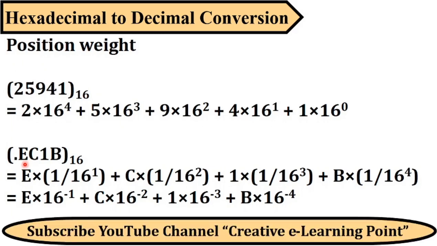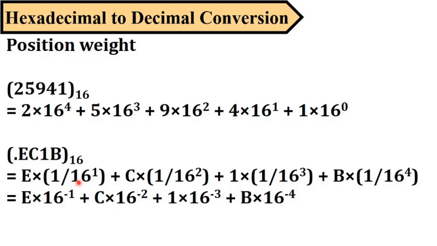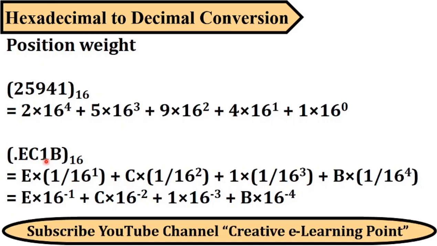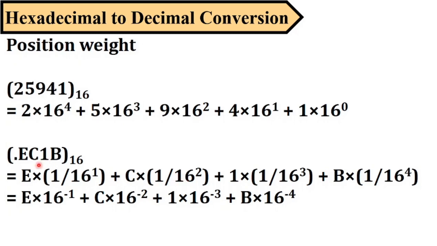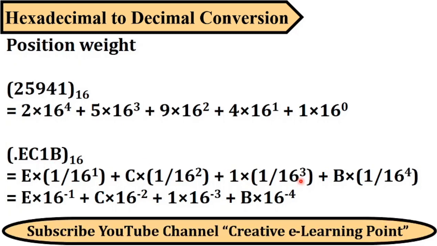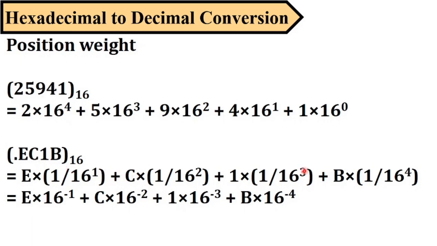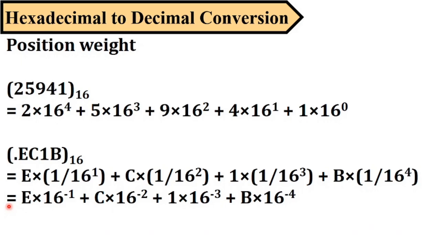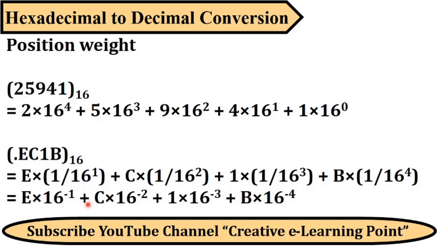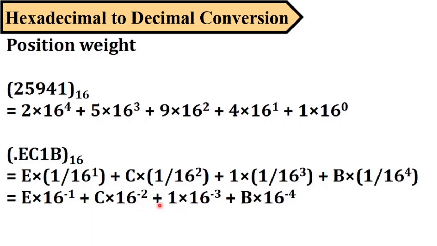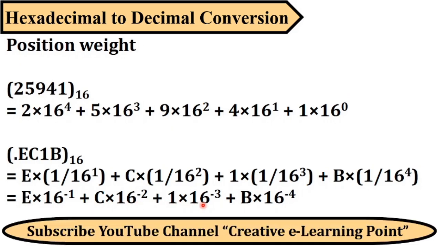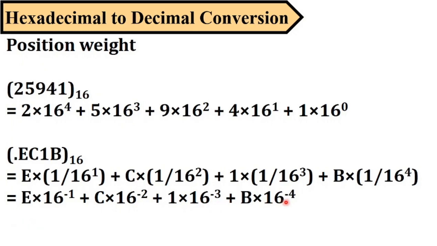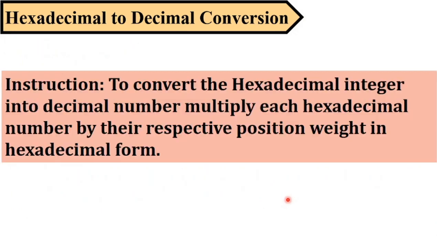Hence, in this example, E is divided by 16 raised to 1 plus C divided by 16 raised to 2 plus 1 divided by 16 raised to 3 plus B divided by 16 raised to 4. We can also write it as E into 16 raised to minus 1 plus C into 16 raised to minus 2 plus 1 into 16 raised to minus 3 plus B into 16 raised to minus 4.